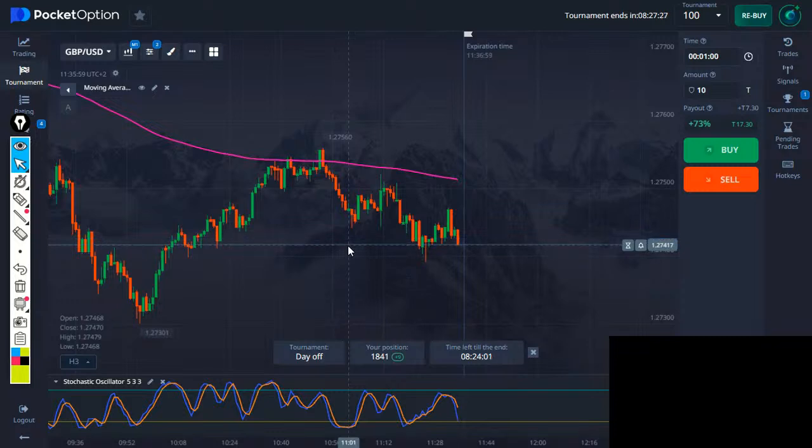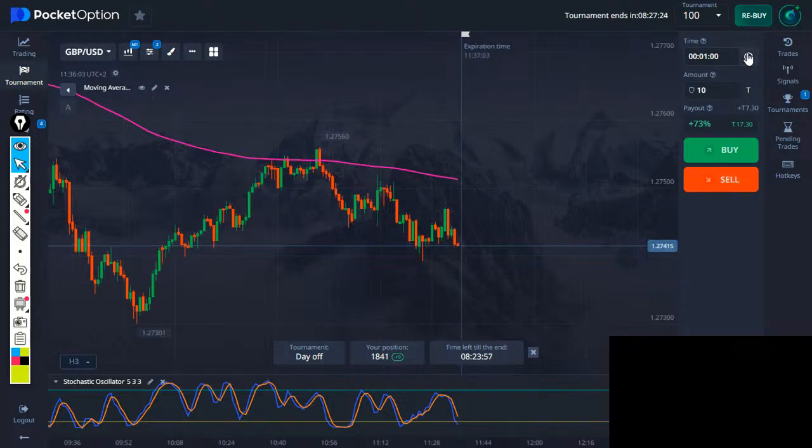Also, when expiry time, select 3 minutes. The trade amount is completely up to you. I suggest 1 to 3% of your balance. However, since we are using the tournament thing, which is completely risk-free for us, I go for $5 per trade.